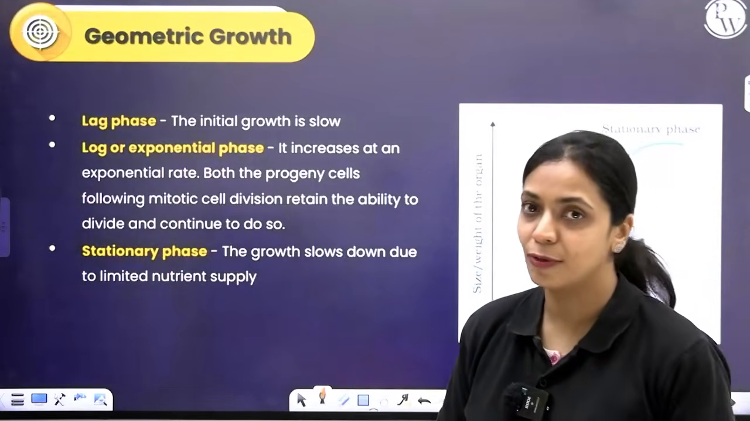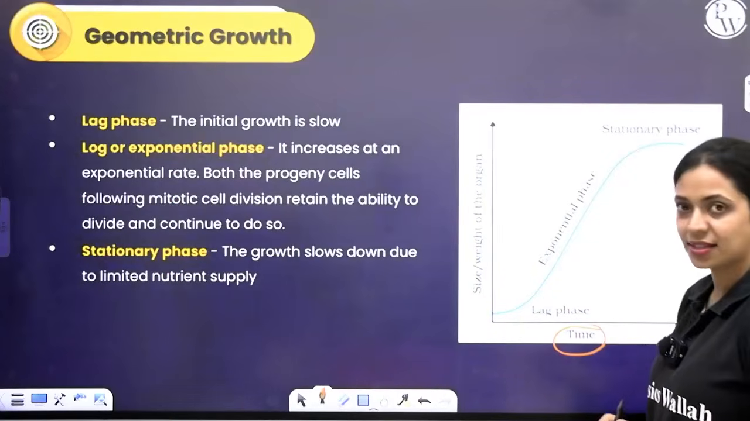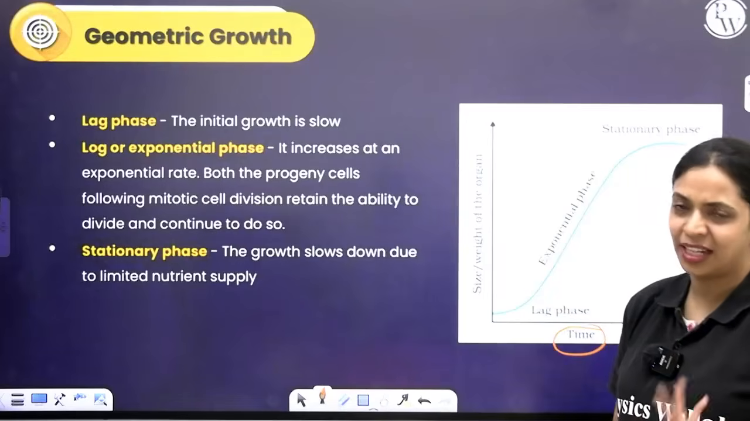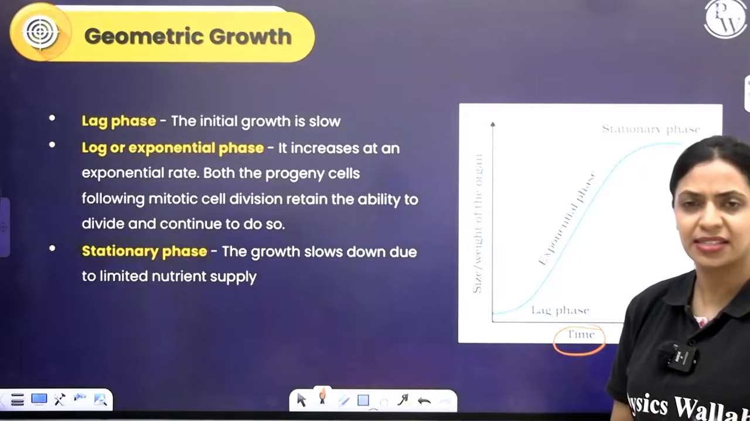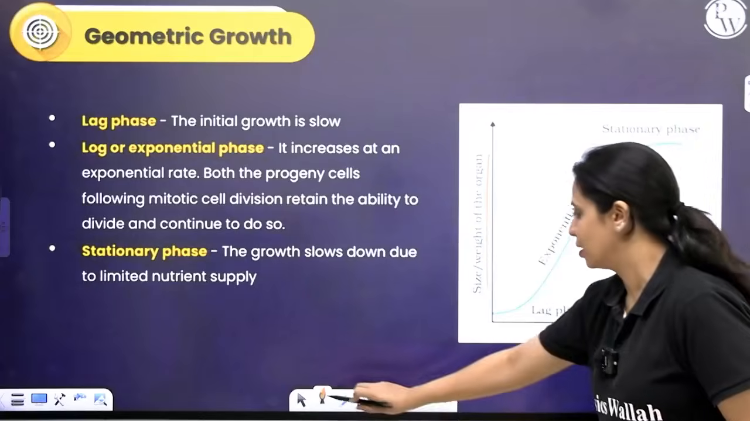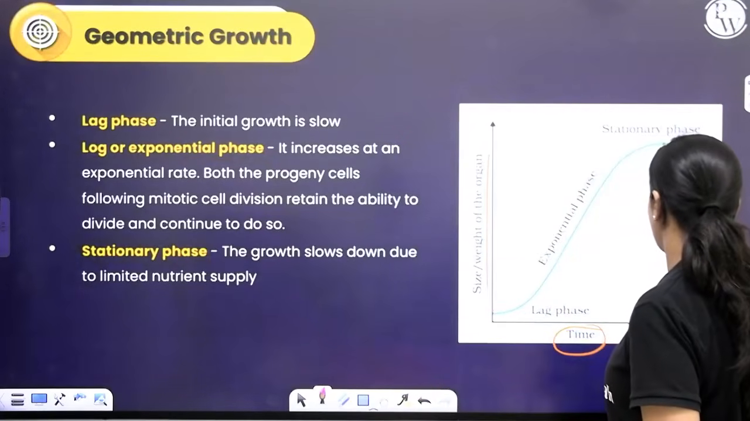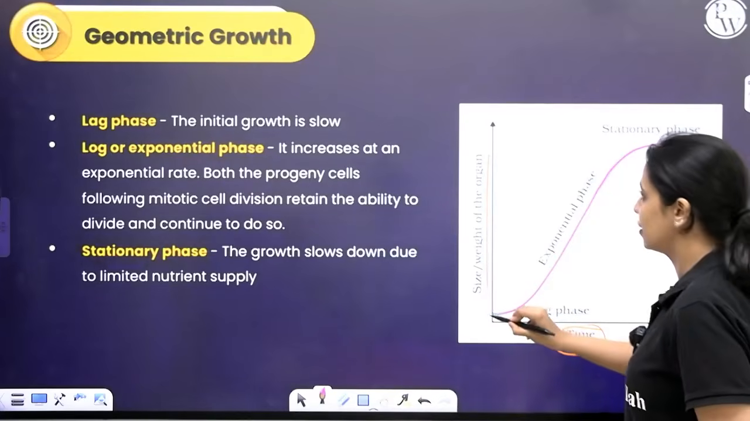Now when you plot a graph for geometric growth, having the same thing, time on the x-axis, and if you take, for example, the size or the weight of a plant organ on the y-axis, what we get here is an S-shaped curve. We call this the sigmoid curve. Because it is S-shaped, we call it the sigmoid curve.